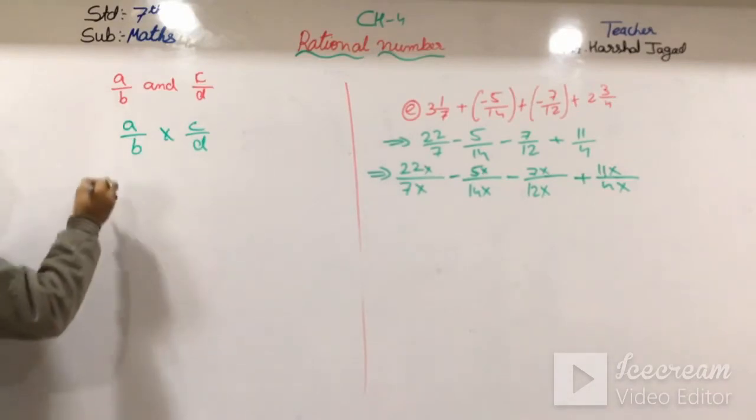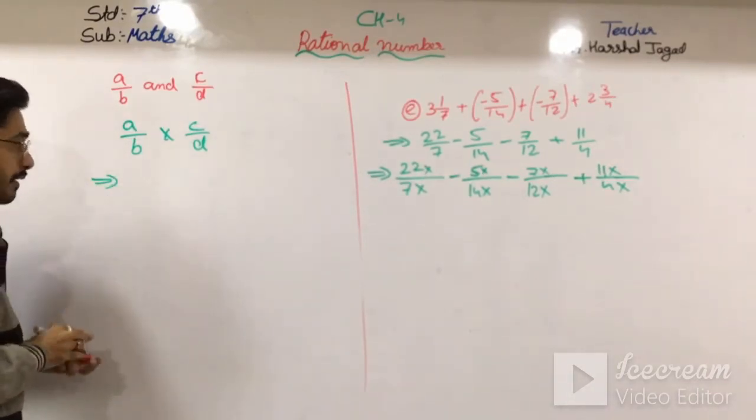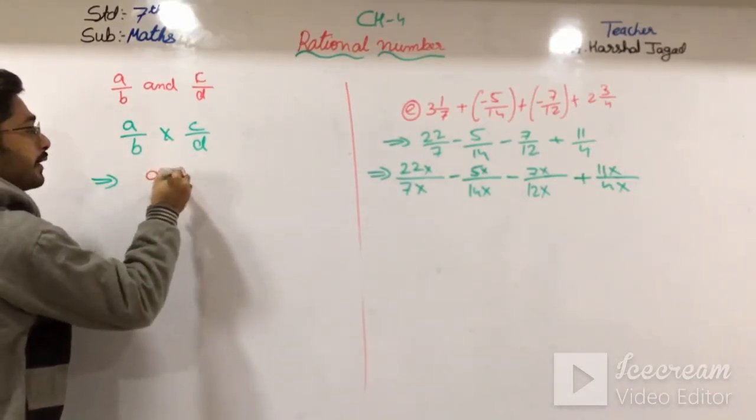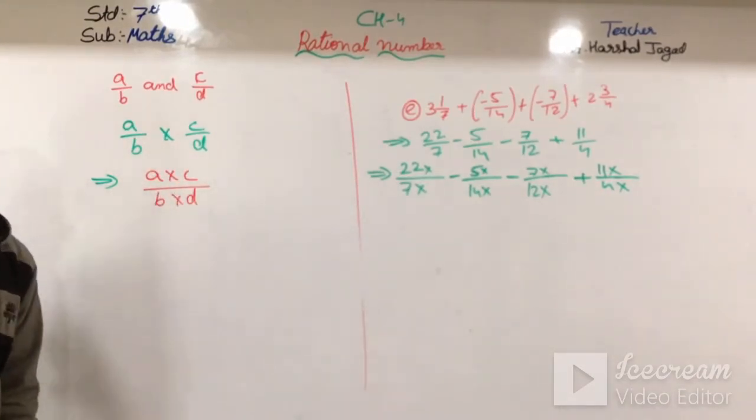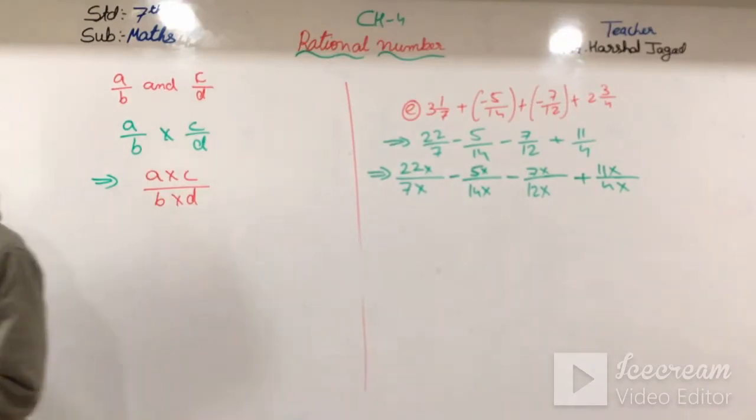Then what do we have to do? We have to multiply a into c upon b into d. Let us see an example of it.